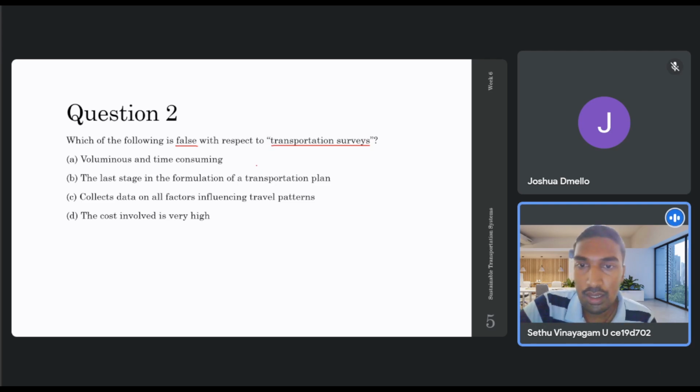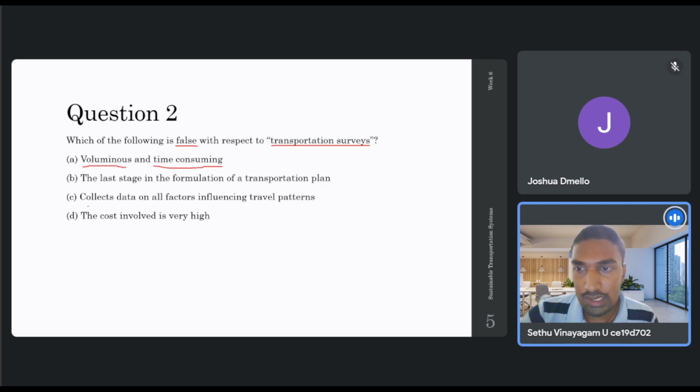If you are considering planning at a city level, we will need a lot of data to be collected. Therefore, we will be dealing with huge volumes of data, and collecting this is a time-consuming process. Remember, there are different types of surveys. Generally, we'll go for home-based or face-to-face surveys, and these are time-consuming processes. We want to collect data from multiple households, and it takes a lot of time to gather this data, sometimes a year or two. So option A is actually correct about transportation surveys.